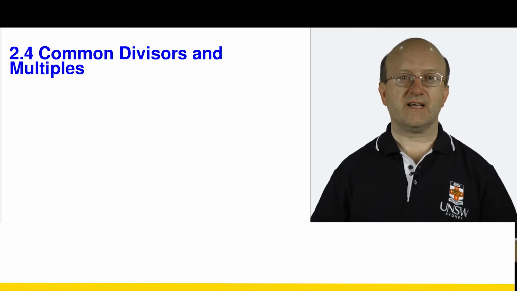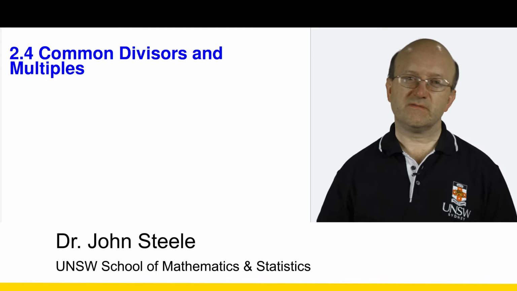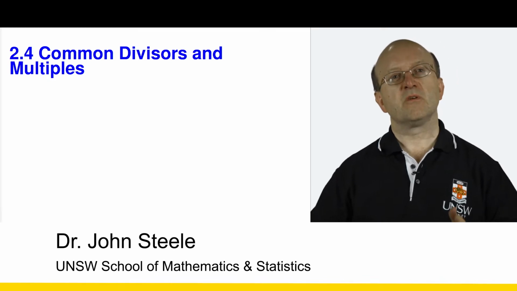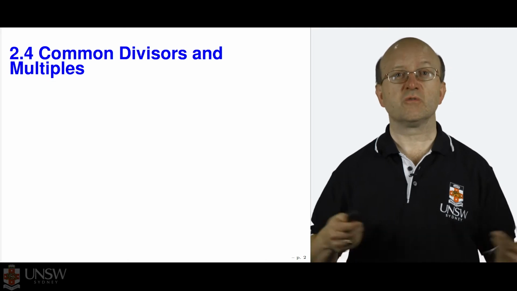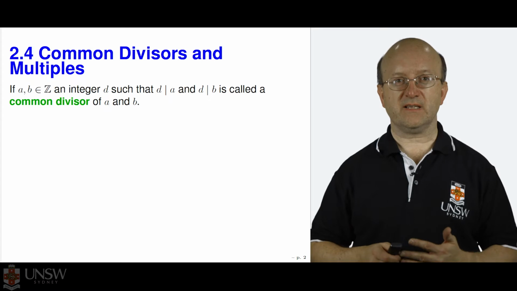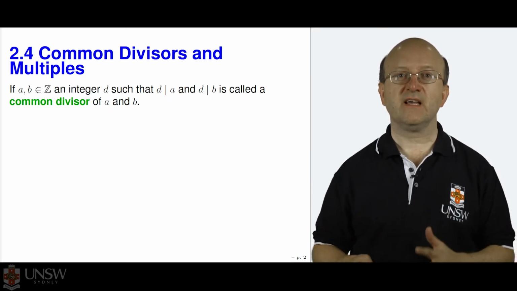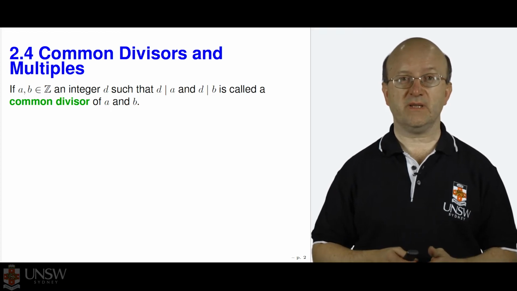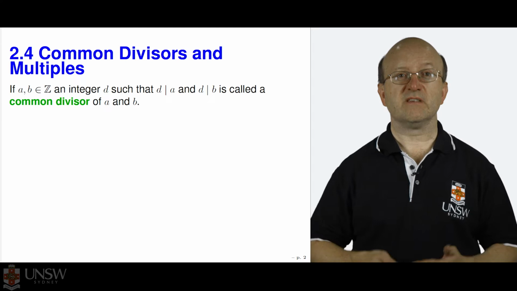So having had a look at divisors of integers, and I commented in the previous video that finding divisors of integers is actually quite difficult, we're going to now look at the problem of finding divisors of more than one integer at a time, so-called common divisors. If you've got two integers, a and b, an integer d such that d divides a and divides b, then we call it a common divisor of a and b.